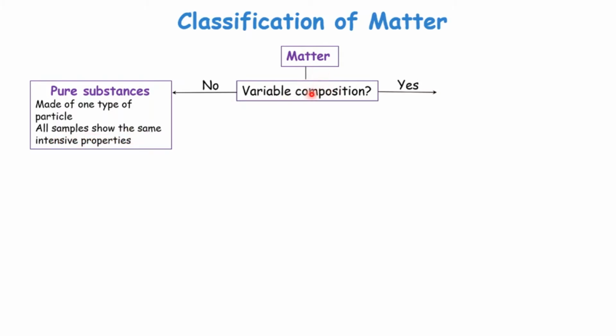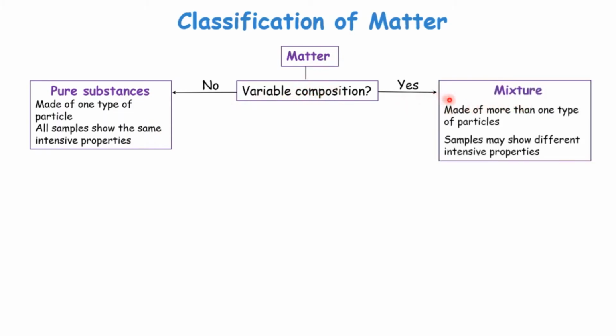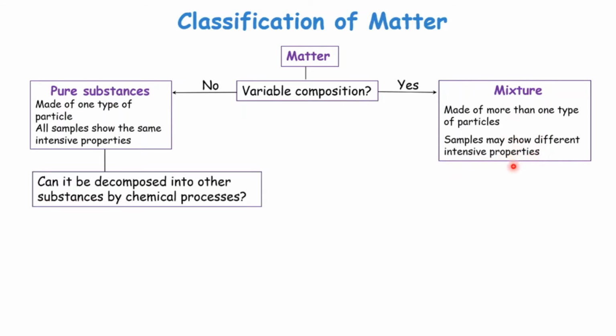If the composition of a matter is variable, then you have a mixture. So mixtures are made of more than one type of particles. And the samples may show different intensive properties, which means the identity of each substance in the mixture is different.